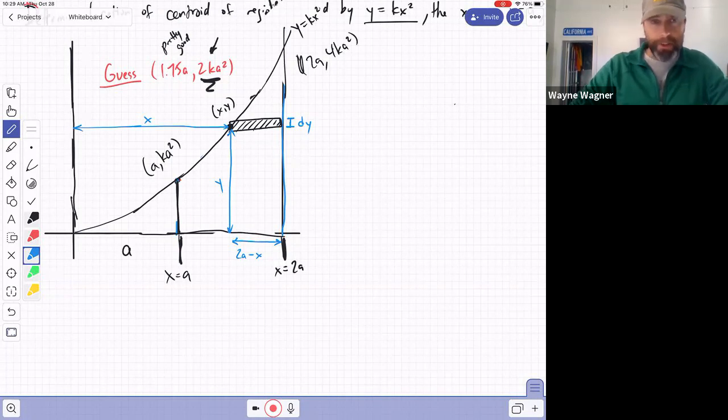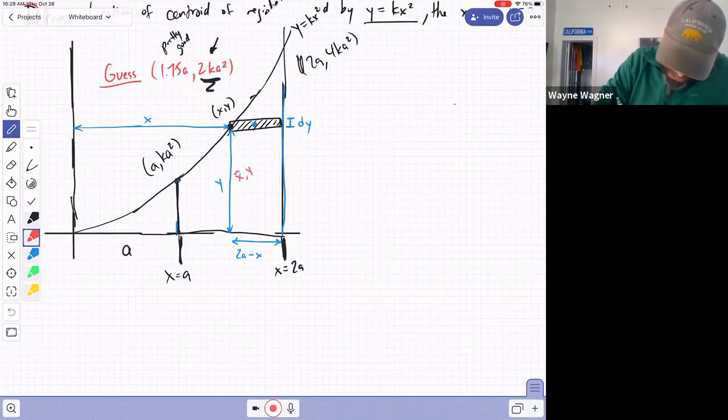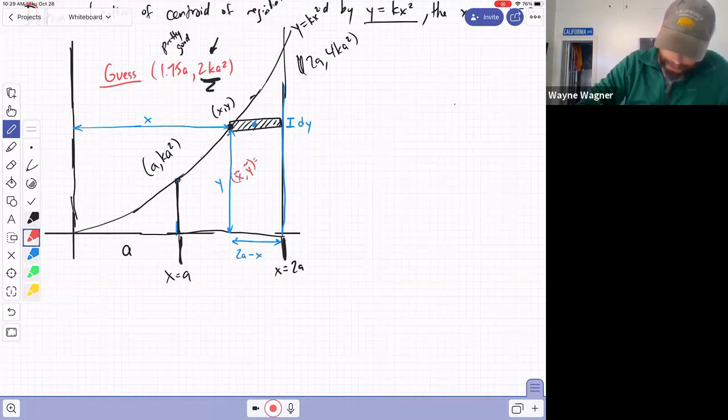So now we've got what we need for the dA, right? We've got 2a minus x times dy. That's going to be our dA. But then, we need the location of the centroid, right? So this is the centroid of that little box. So I think we're going to call that x tilde, y tilde. And the y tilde is easy enough because it's the same as y, so it's just going to be y.